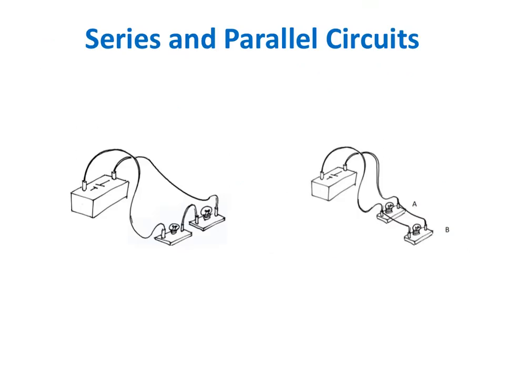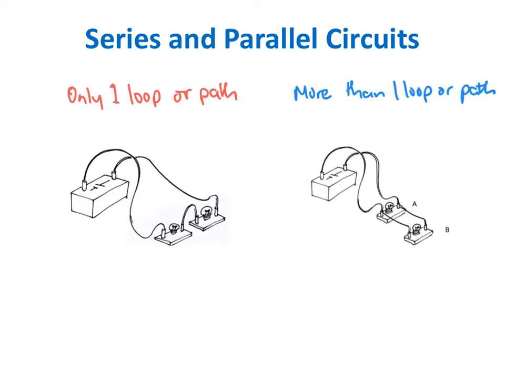Okay, so circuits can fall into two different types. We can either describe them as a series circuit or a parallel circuit. To decide which, we focus on how many loops or paths there are for the current to flow along. So in a series circuit, there is only one loop or path, and in a parallel circuit, there is more than one loop or path. So if we look at the example on the left, the path is along the wire, through the bulbs, back through the wire, and then through the cell. So there is only one loop or path on the one on the left.